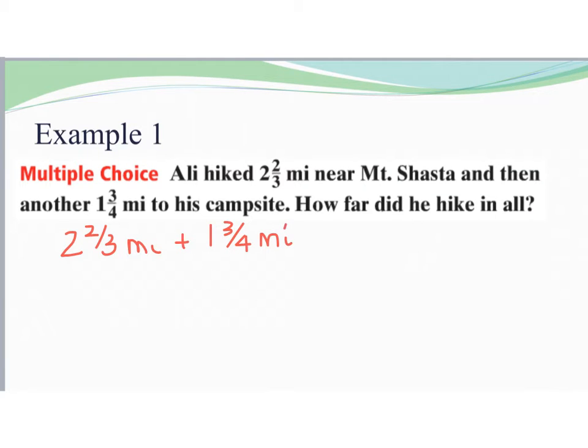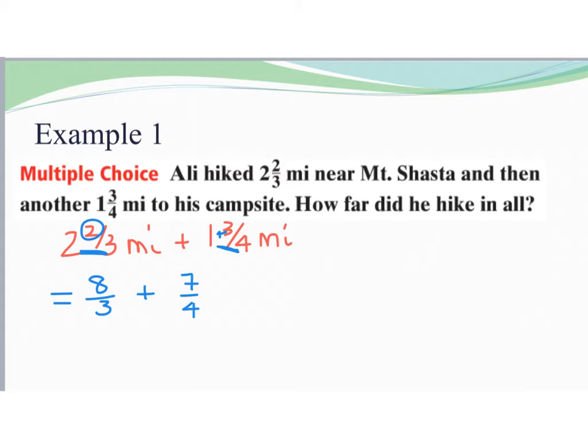Now before I begin, I will always go and convert my mixed numbers to improper fractions. So looking at my 2 2/3, remember I'm going to multiply my 2 and my 3, so 2 times 3 is 6, plus the numerator here, which is 2, so this is going to give me 8 thirds, plus here I have 4 times 1, which is 4, plus my 3, which will give me 7, and my denominator is still 4. So ultimately, I'm adding 8 thirds and 7 fourths.